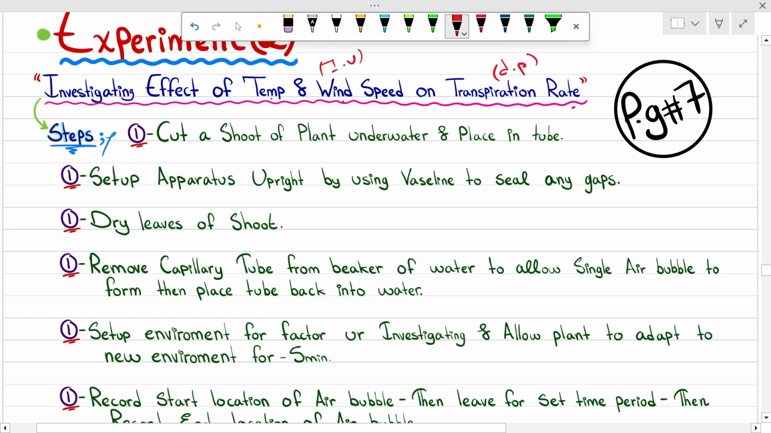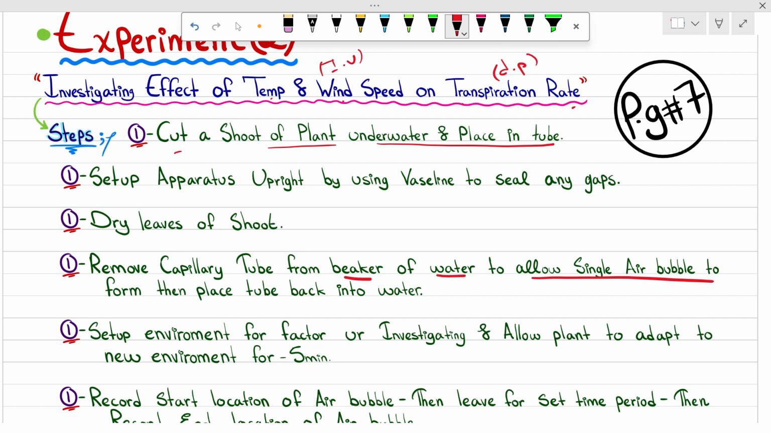So let's go through the steps of this process. First, cut a shoot of a plant under water and place it in a tube. So we have a plant, we cut a shoot of this plant and place it in a tube. Set up the apparatus upright, using Vaseline to seal any gaps. After that, we dry the leaves of the shoot, and then we remove the capillary tube from the beaker of water to allow a single air bubble to form, and then place the tube back into the water.